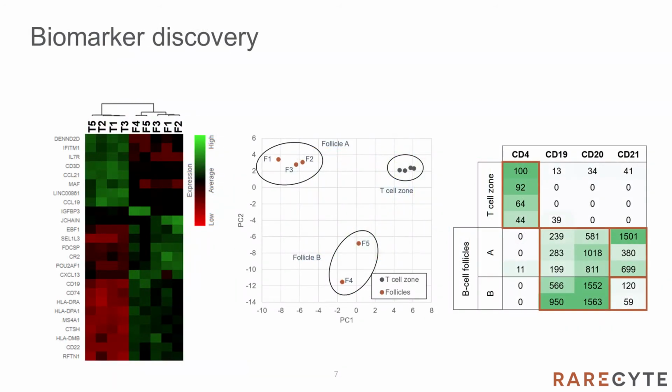Principal component analysis of the RNA data from the retrieved regions revealed that the ROIs from the two follicles clustered differently from each other, as well as from the T-cell zone. Gene expression analysis based on the frequency of mapped reads revealed that CD21 was one of the genes differentially expressed between the adjacent follicles.